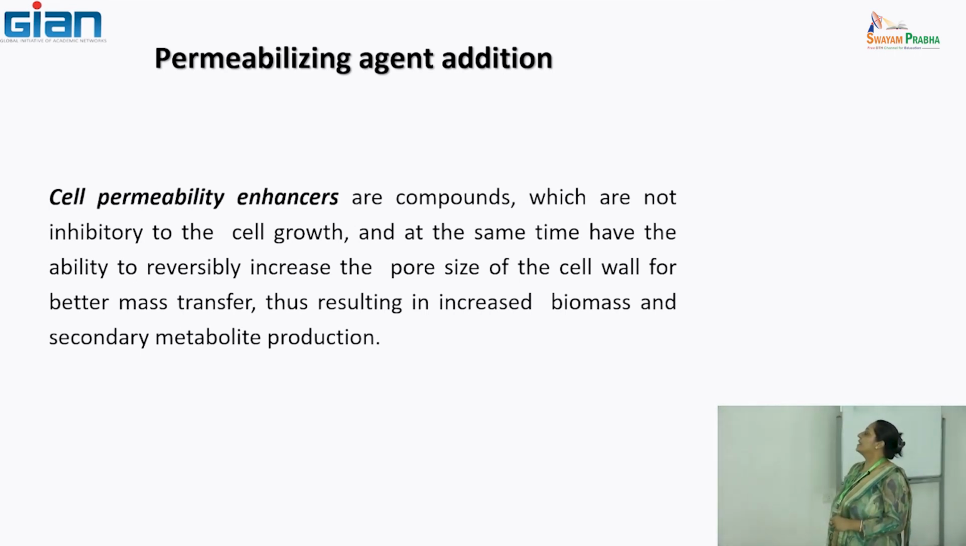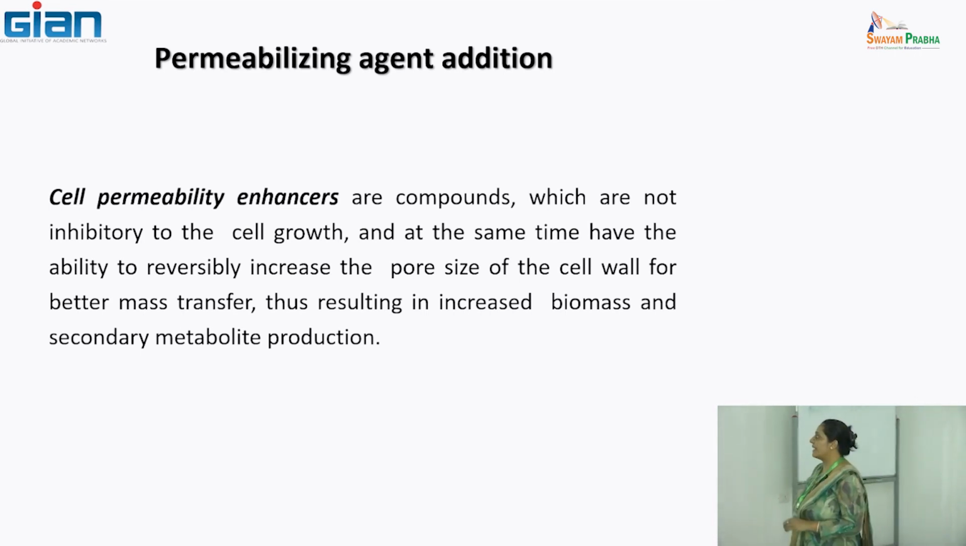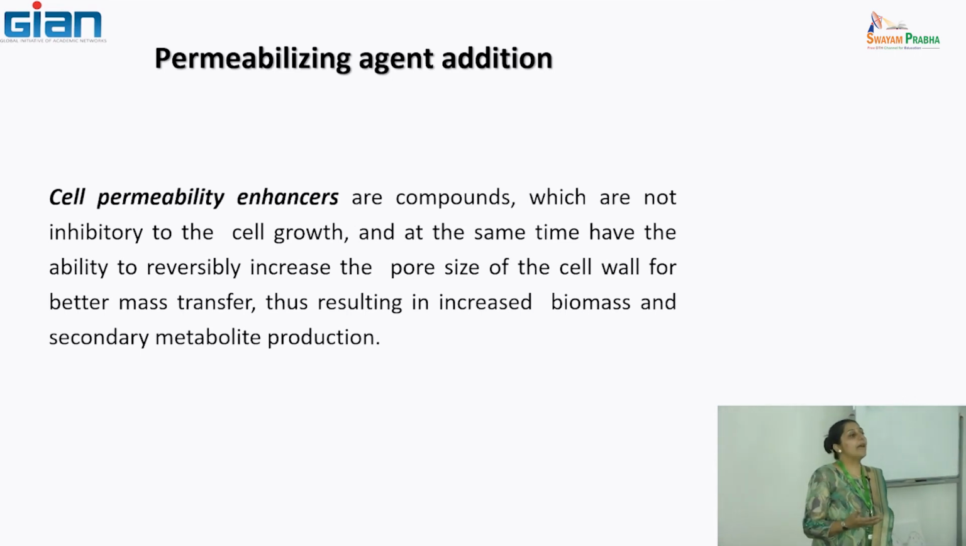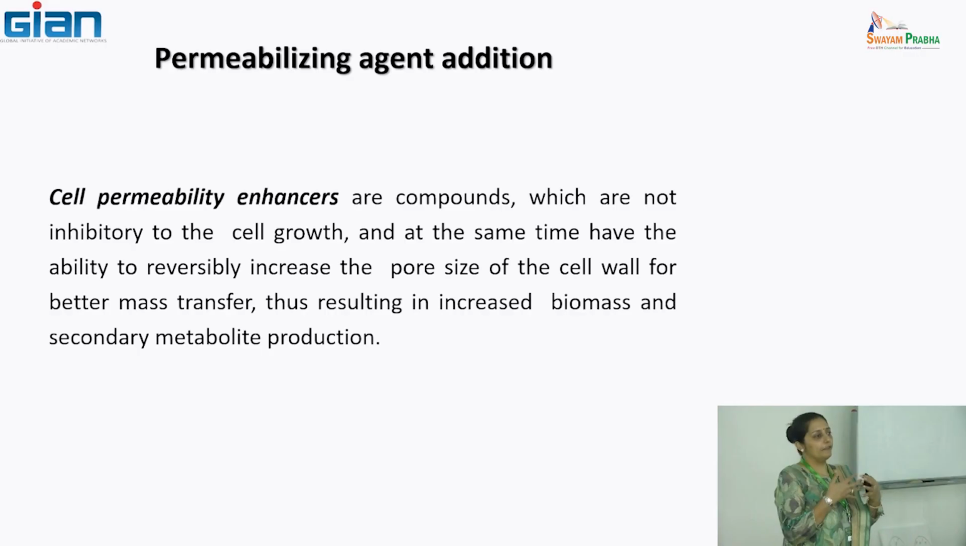So, cell permeability enhancers are compounds which are not inhibitory to the cell growth when added, and at the same time have the ability to reversibly increase the pore size of the cell wall for better mass transfer. So, what all things can happen as a result of it? If there can be transient pores created, there can be better mass transfer of not only the product coming out, but also better mass transfer of the nutrients to and fro.